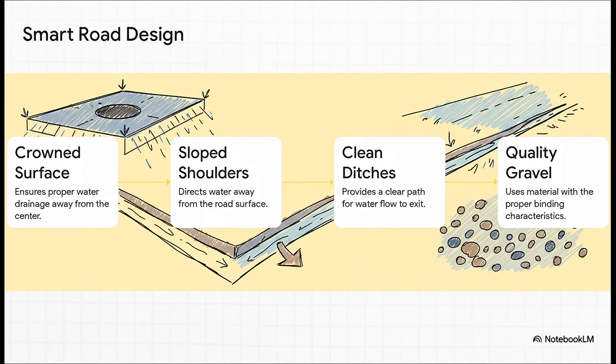You need a crowned surface so the water runs off to the sides, you need well-maintained shoulders and clean ditches to carry that water away from the road, and of course, it all starts with using good quality gravel with the right amount of binder so the road doesn't get too soft to begin with.